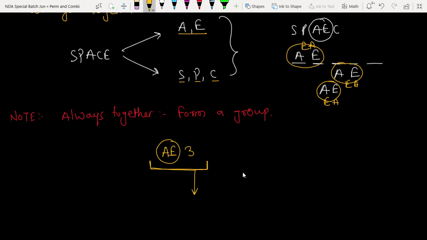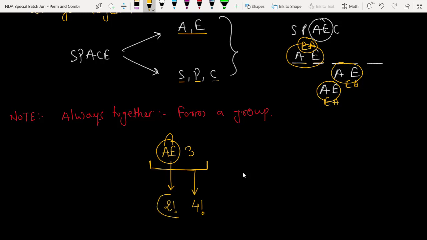4 objects are there and I want to arrange all of them. So this can be arranged in 4 factorial ways. But as you said, sir, AE and EA both are the 2 cases. So these 2 can be permuted in between them. That can be done in how many ways? 2 factorial ways.